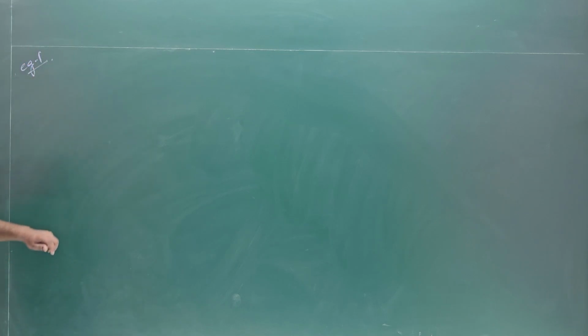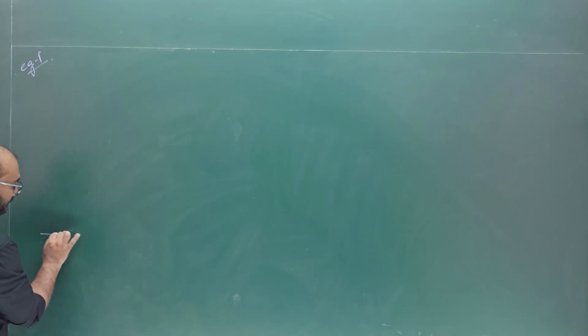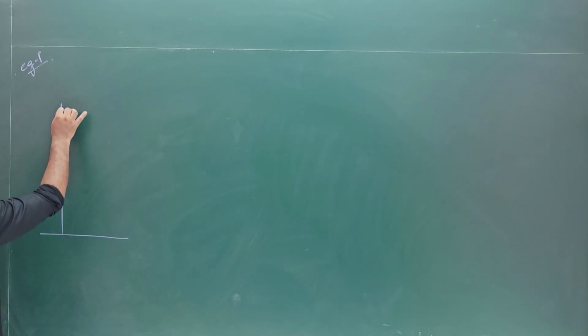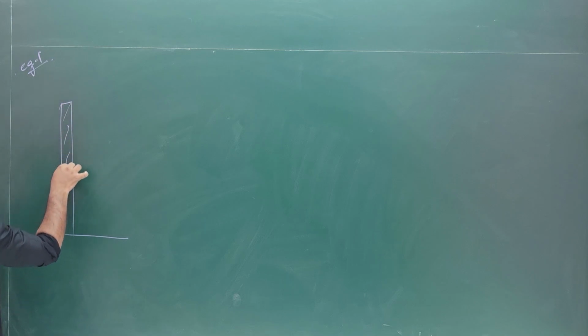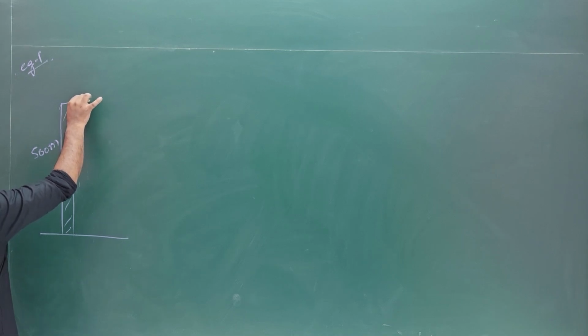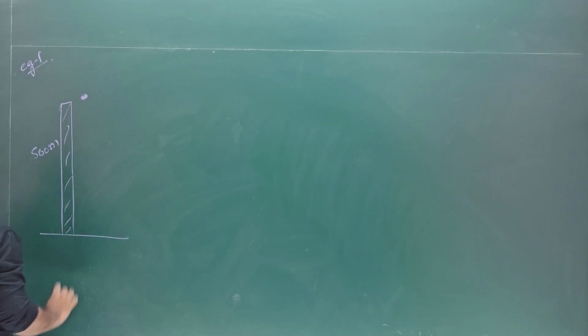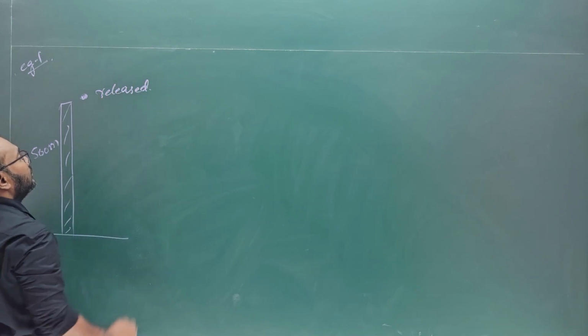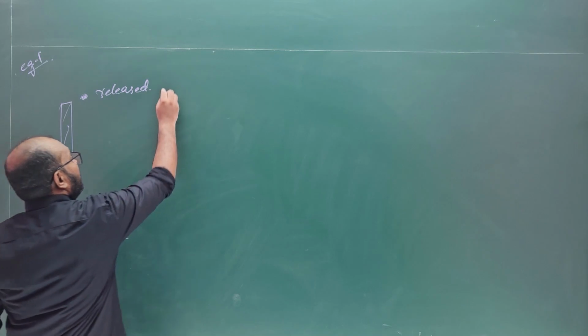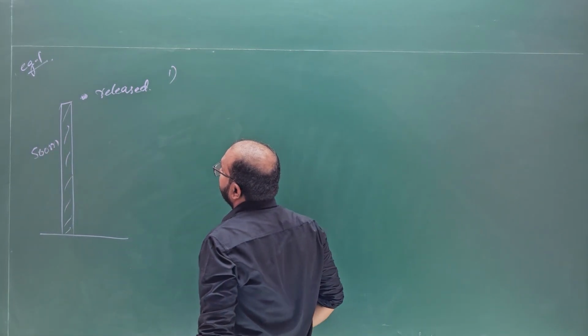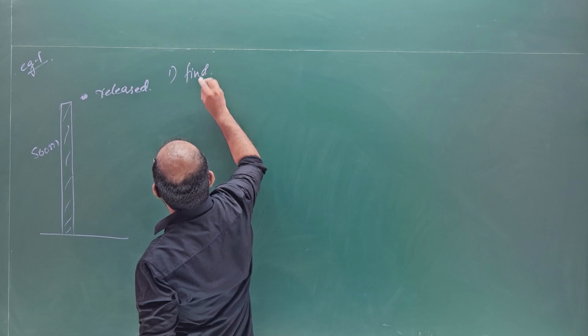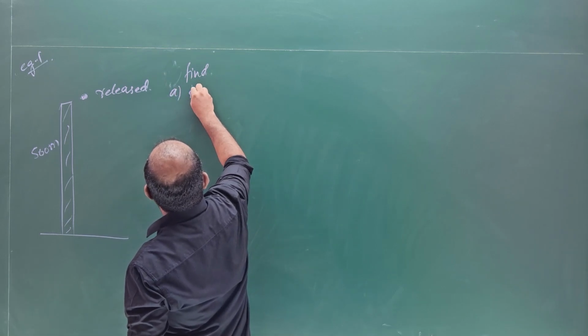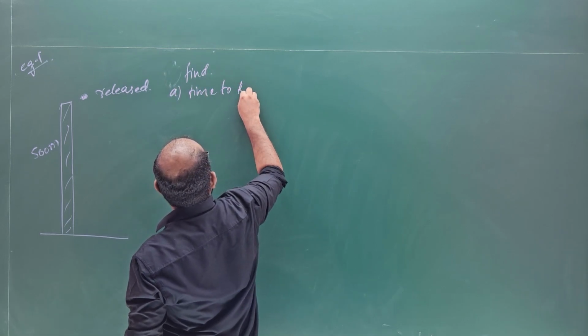Example number 1. Consider the height of the building is 500 meters. From here, an object is being released. The first question is, find the time to reach the ground.